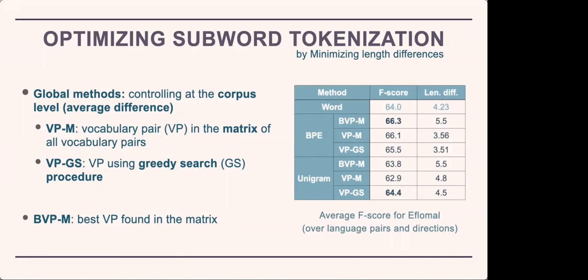For BPE-based models, our methods outperform word-based models with a gain of at least 1 point in F score. You can see that in the table on the right. This performance is close to the best results from the matrix of vocabulary pairs. Unigram-based models fail to match such performance, but we still observe an improvement for VPGS, which outperforms the word-based models in F score for French, German, Japanese, and Vietnamese.